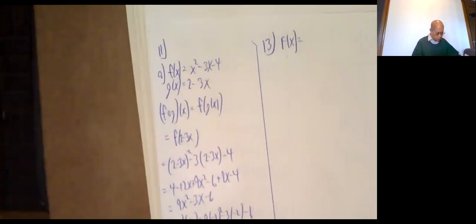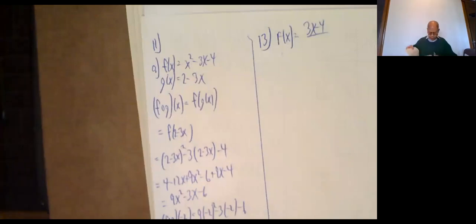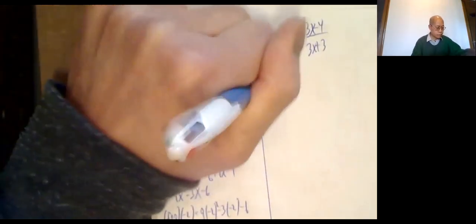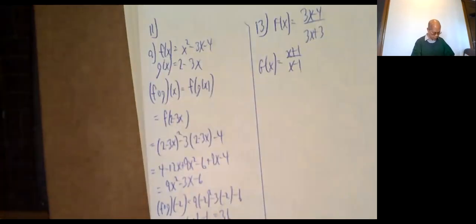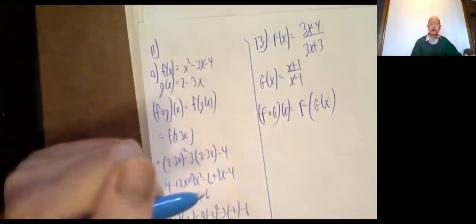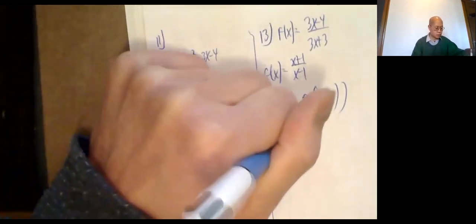F of x is 3x minus 4 over 3x plus 3. G of x is x plus 1 over x minus 1. Come up with f circle g and g circle f. Okay, they're very messy. F of g of x. So g of x goes inside.